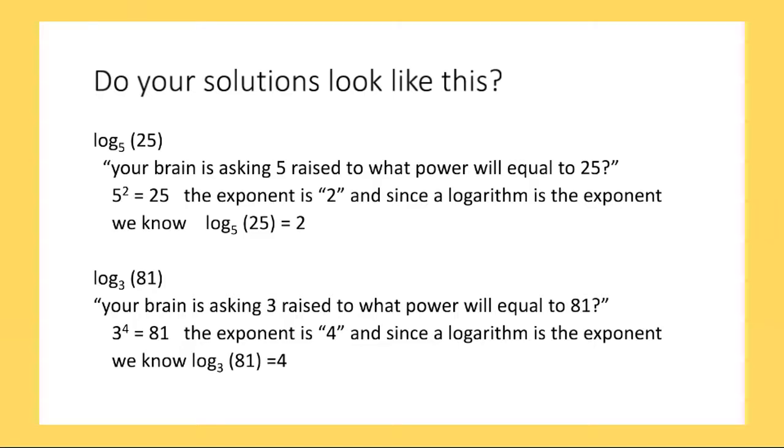Do your solutions look like this? Log base 5 of 25, your brain should have asked you, 5 raised to what power will equal 25? We all know that 5 squared equals 25, so the answer is 2. Log base 5 of 25 is equal to 2. Now log base 3 of 81, your brain is asking you, 3 raised to what power is equal to 81? 3 to the 4th power is equal to 81. So the exponent is 4, and since a logarithm is an exponent, we know that log base 3 of 81 is equal to 4.